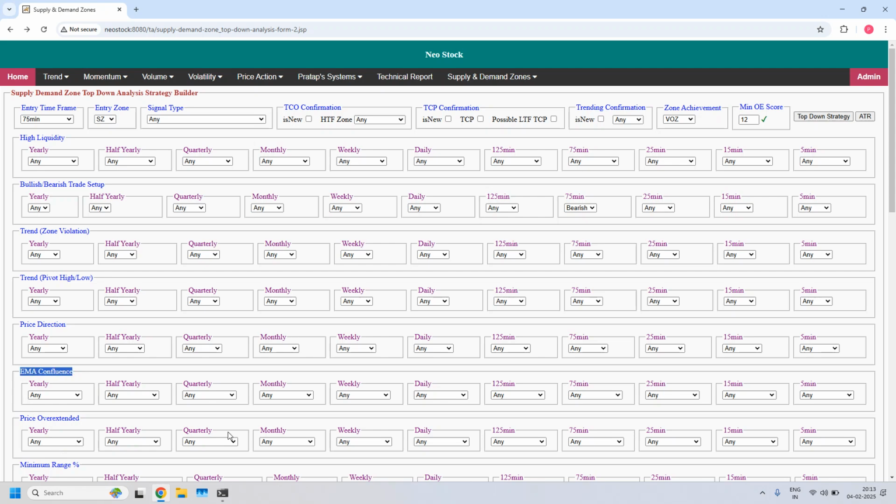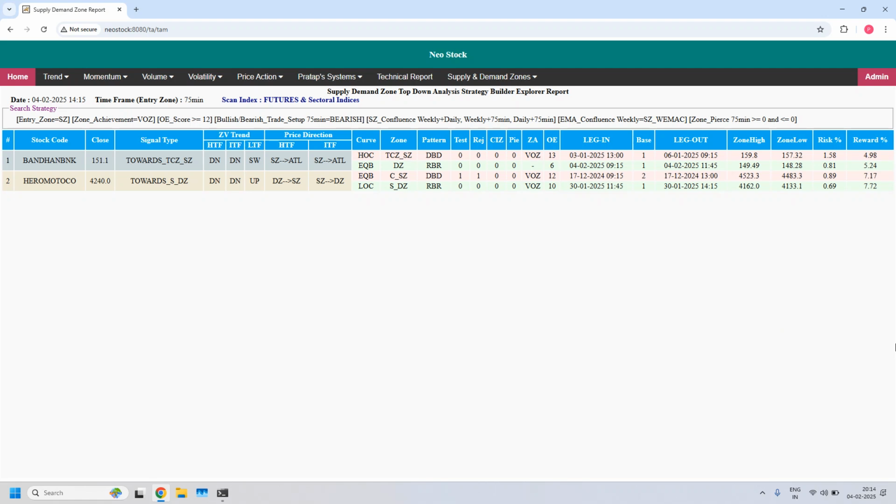In the EMA confluence, at a weekly time frame, the weekly supply zone having weekly EMA confluence filter is enabled. With this filter, we got 2 stocks. These 2 are even more high probability trade setup supported stock. And moreover, Hero Motor has already tested once.